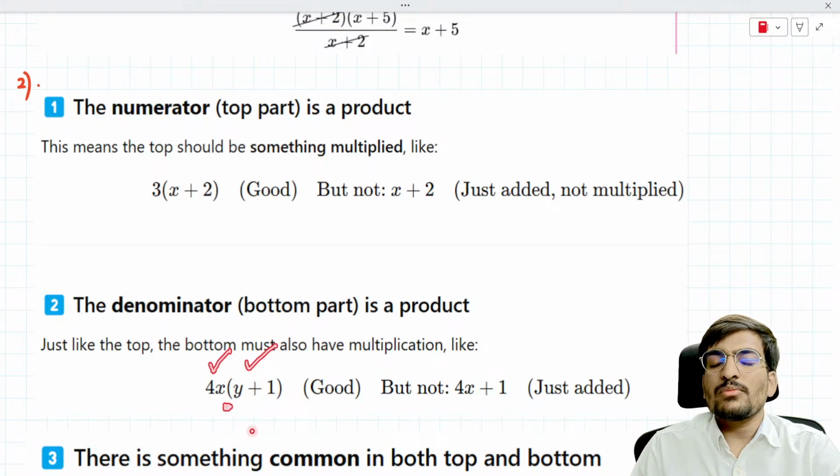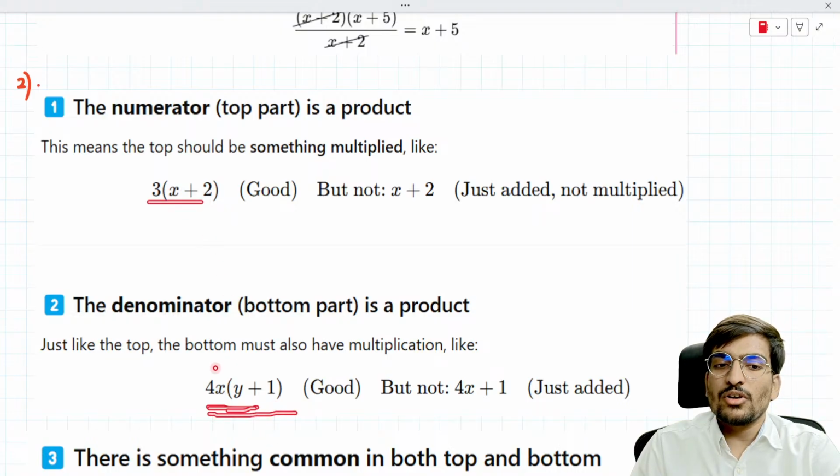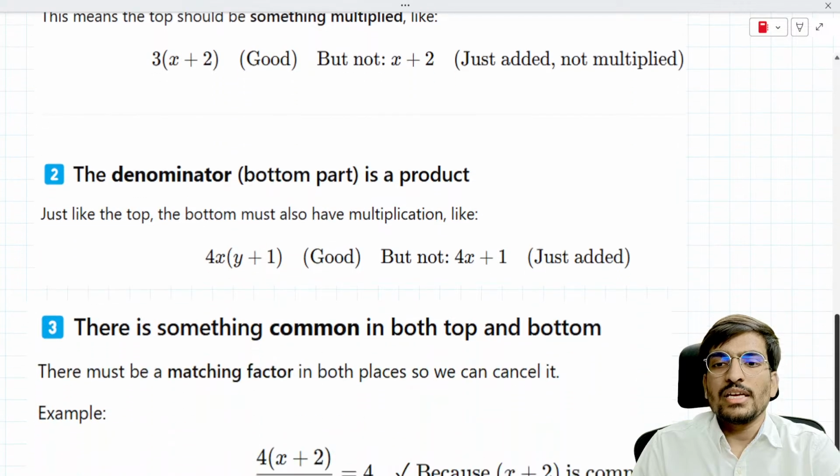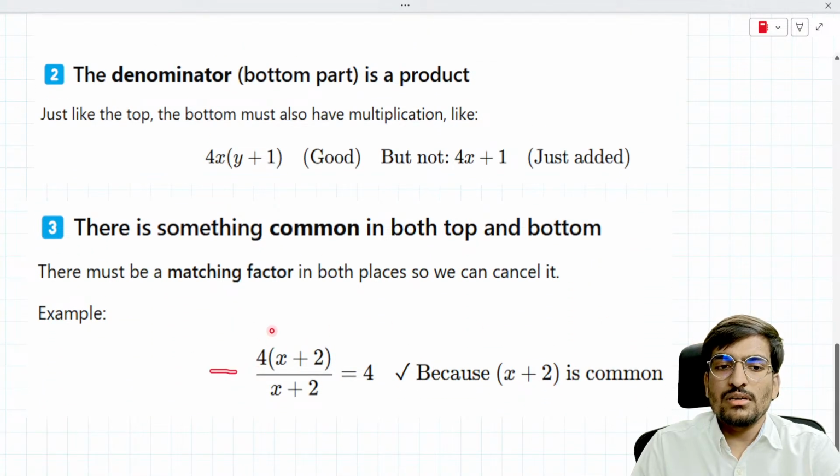So you can simplify only when they have a product in the numerator and a product in the denominator. Product of terms must be there in the numerator and denominator. In that case, you see here the factors are the same, x plus 2 and 4 is there. You can simply cross out this x plus 2. This is how you simplify. This is how you reduce. You get 4.